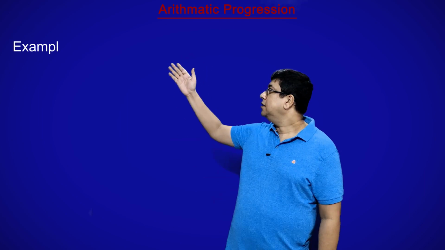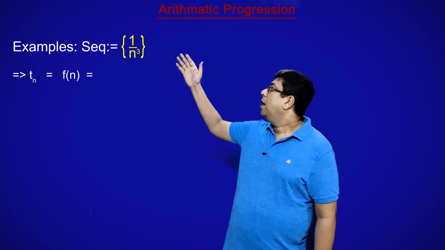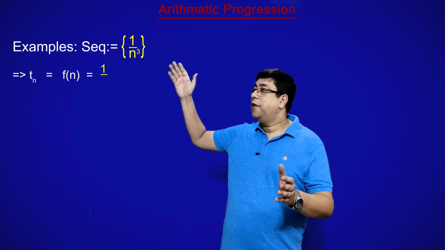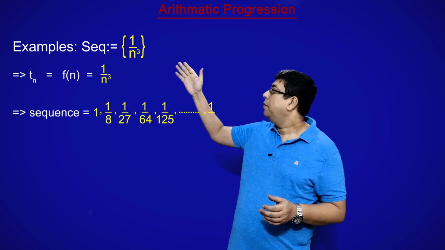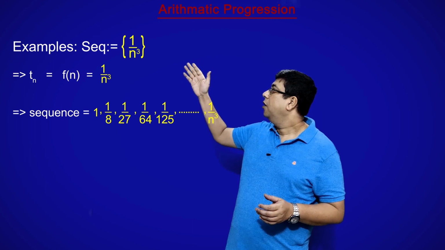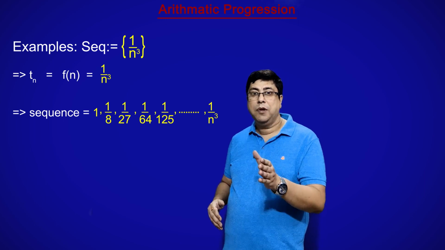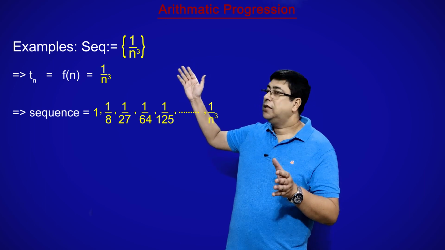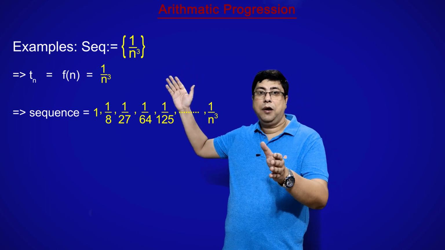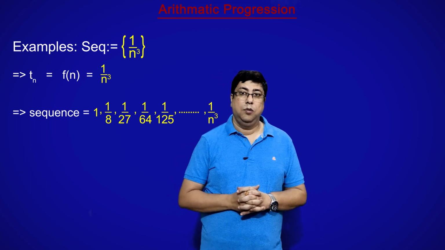I am giving another example: the sequence is 1 by n cube, that is the general term is 1 by n cube, or we can write Fn equal to 1 by n cube. That is the sequence 1, 1 by 8, 1 by 27, 1 by 64, 1 by 125. See this properly: the input, that is the number of the term, is a natural number, and the output is obviously some real number. It means once again that a sequence follows some definite rule.